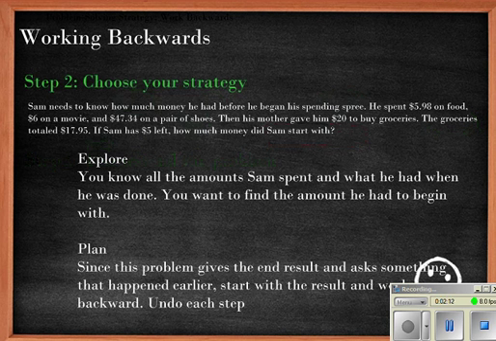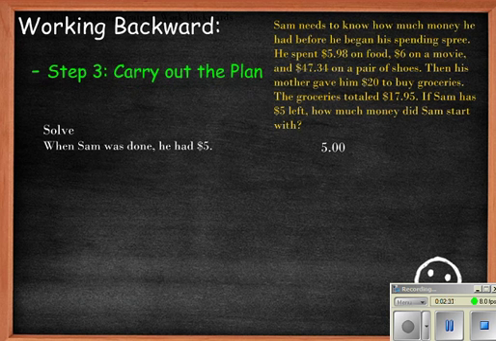All right, so we're going to choose the strategy. We know all the amounts Sam spent and what he had when he was done. We want to find the beginning amount. And since this problem gives the end result and asks something that happened earlier, we start with the result and we are going to work backwards. We are going to undo each step. So let's carry out our plan.